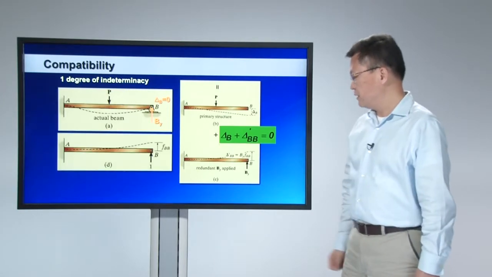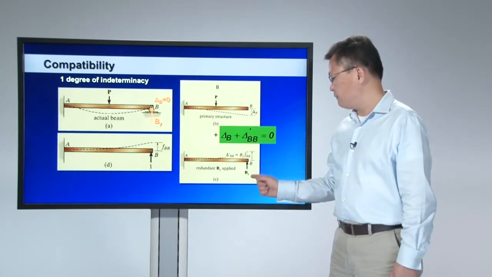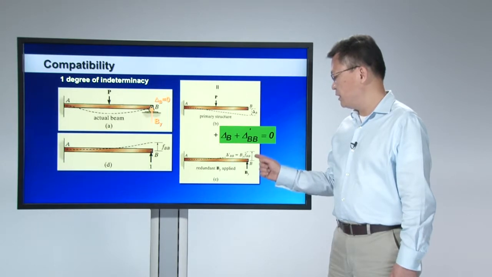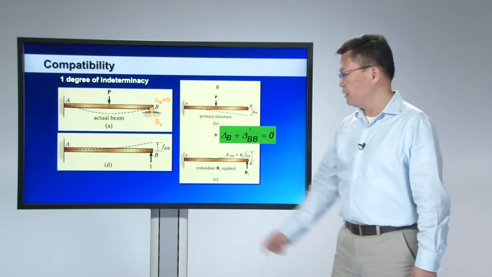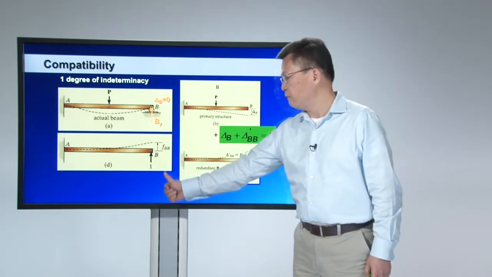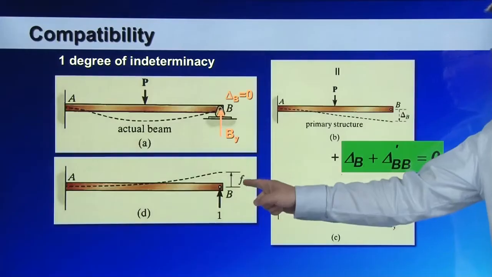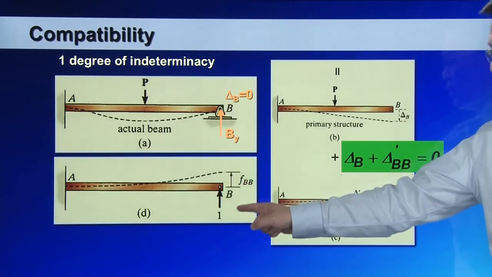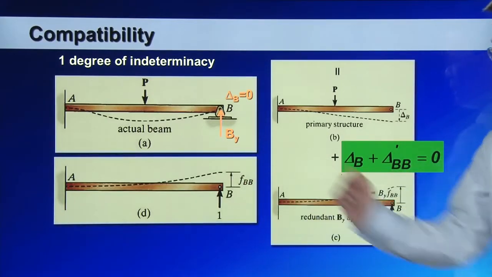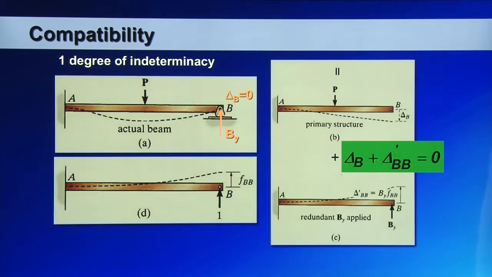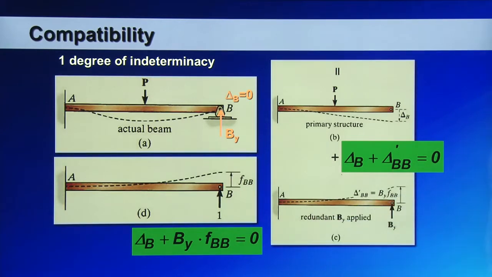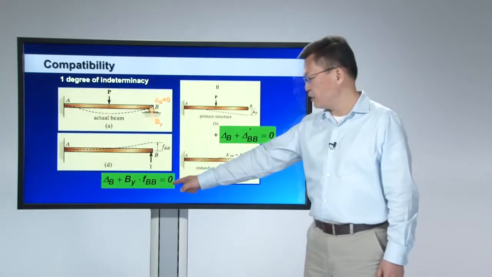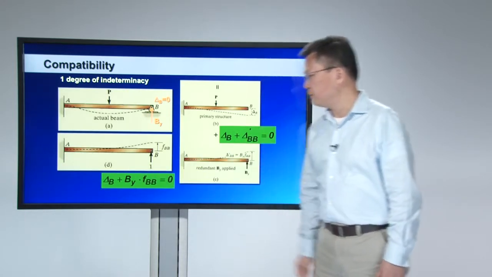Now in practice, it's a little difficult to find the displacement due to By, as By is unknown. So we usually apply a unit force at B, calculate the displacement due to this unit force, and then multiply that by the unknown redundant force, By. The compatibility equation then leads to this expression. Through this equation, we can find By.